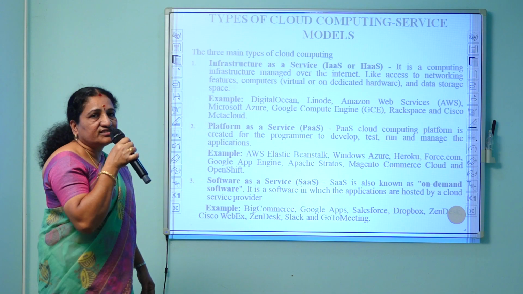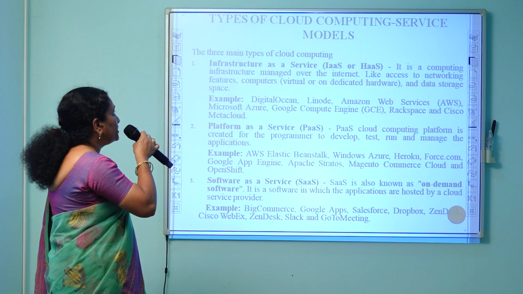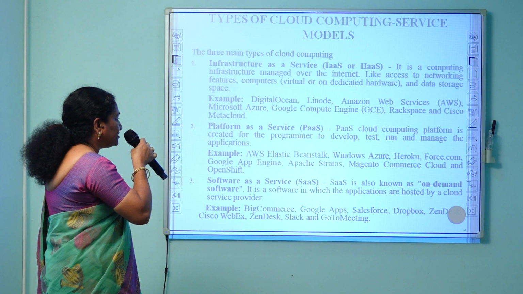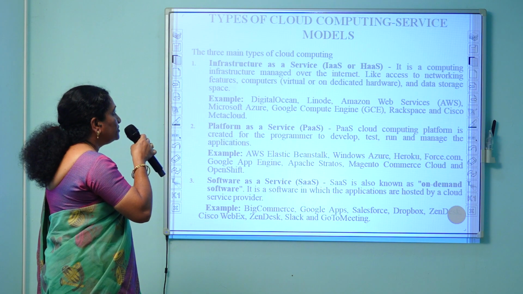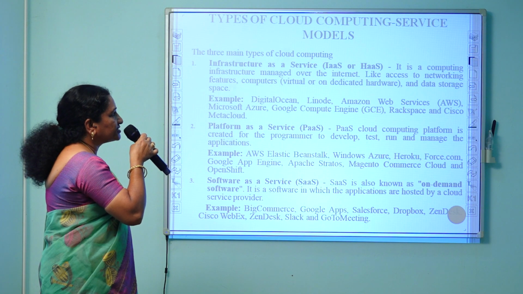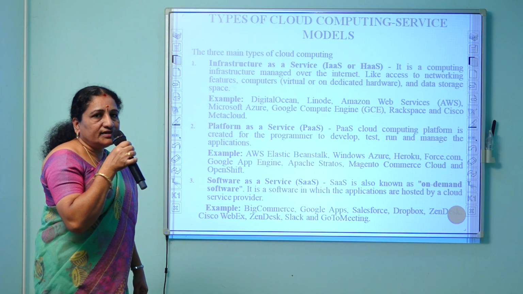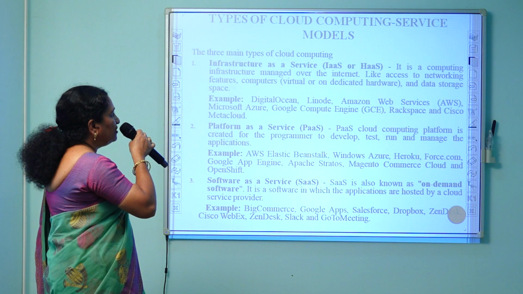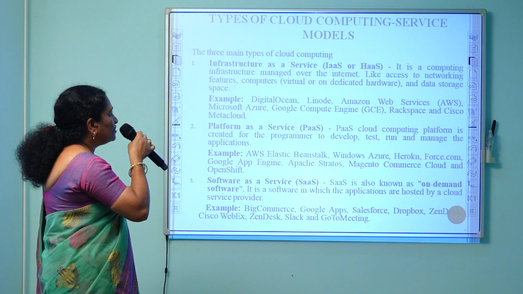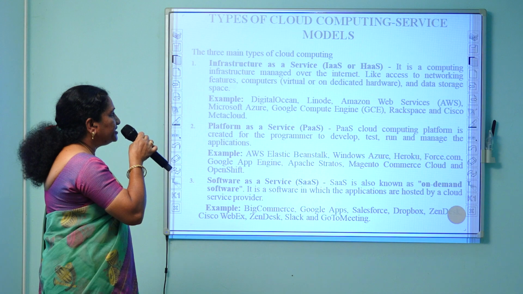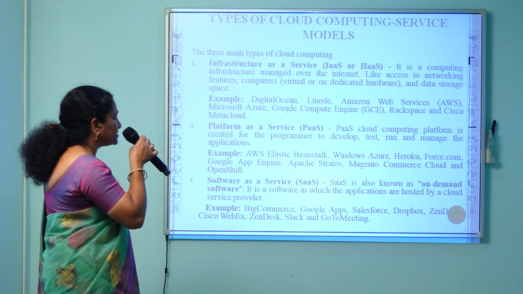So these are the major three types of cloud computing. First one is infrastructure as a service, second one platform as a service, and the third one is software as a service. Using infrastructure as a service means the cloud service providers will provide the infrastructures to the end users, for example, dedicated hardware, virtual machines, etc. Examples for infrastructure as a service are DigitalOcean, Linode, Amazon Web Services, Microsoft Azure, etc.